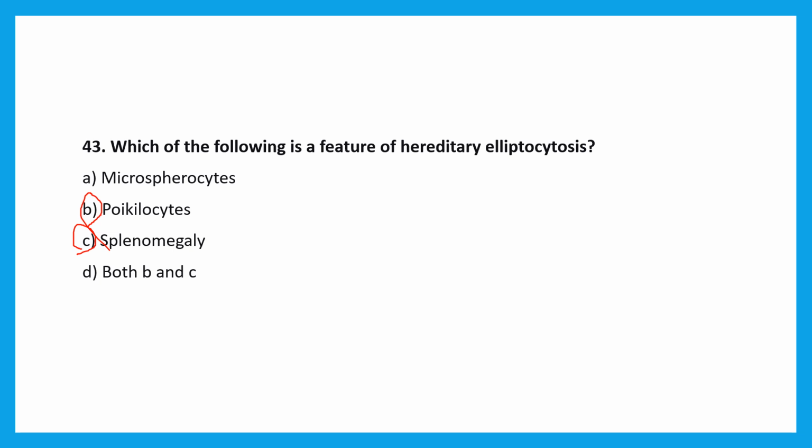Why? Because elliptocytosis on the blood smear shows elliptocytes and other misshapen cells such as poikilocytes. Patients can also have splenomegaly because there is extravascular hemolysis. Microspherocytes are not the typical feature of hereditary elliptocytosis, but rather of hereditary spherocytosis. So D here is the correct answer.